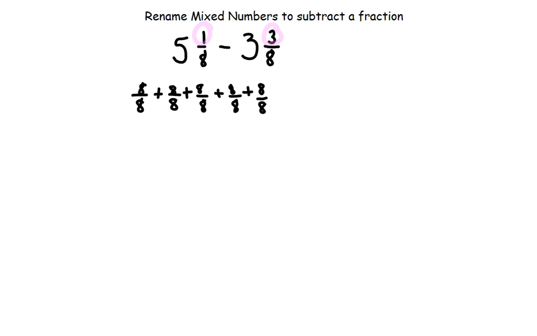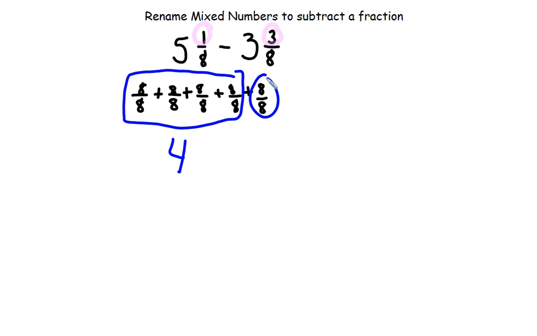So all I'm going to do now is I'm going to borrow one of these 8/8s. And so these right here I am not going to touch. So I'm left with 4 wholes, and this whole that I'm borrowing, I'm going to give to this first fraction. So I'm going to have, instead of 1/8, I'm going to have 9/8 because I'm going to add this numerator and that numerator. So I'm going to get a total of 9 there, and the denominator stays the same. So I'm going to have 9/8.